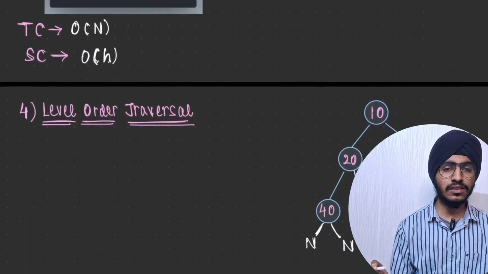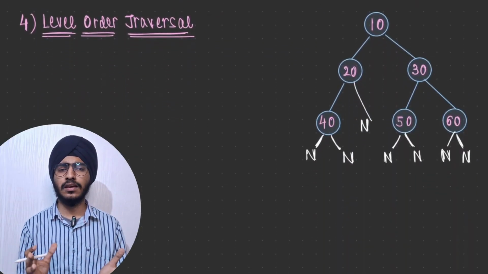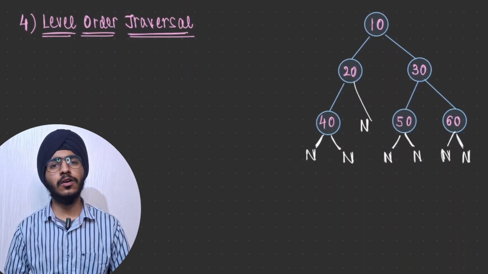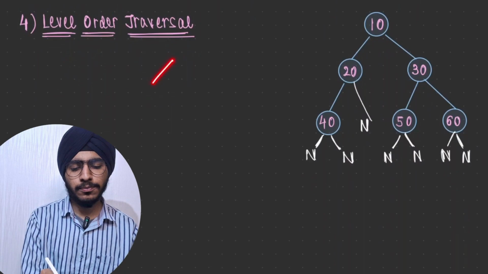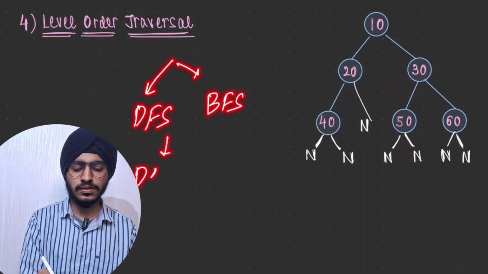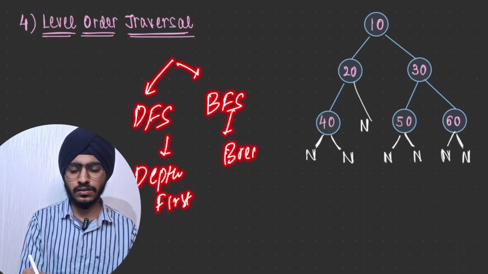Now let's jump to the next traversal, that is level order traversal. As the name suggests, level order traversal is just covering level by level. But let me tell you one thing here. We have two types of traversal, DFS and BFS. DFS is depth first search and BFS is breadth first search.